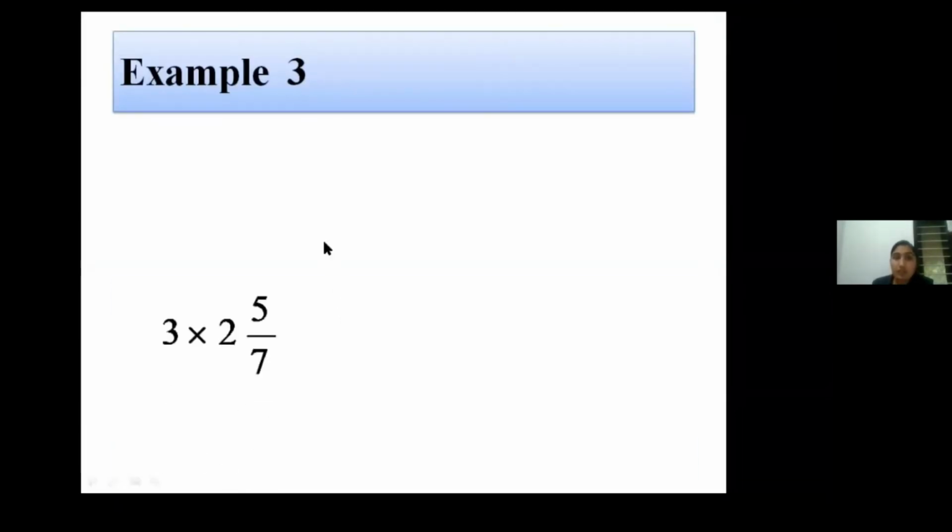Next example, 3 into 2 5 by 7. Multiplication of a whole number with a mixed fraction. Here the question is in the form of a mixed fraction. So first we have to convert the mixed fraction into an improper fraction. Here 2 5 by 7 is a mixed fraction. A mixed fraction is a combination of a whole number and a proper fraction. Here the proper fraction is 5 by 7. The numerator is 5 and the denominator is 7. The whole number is 2.